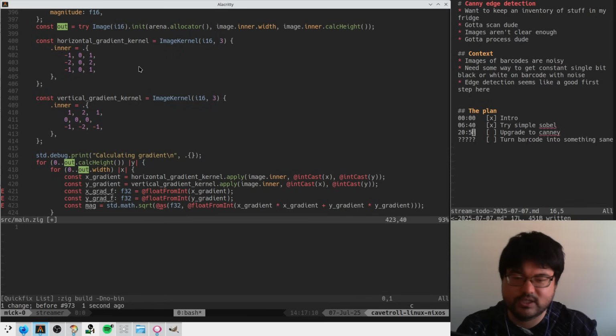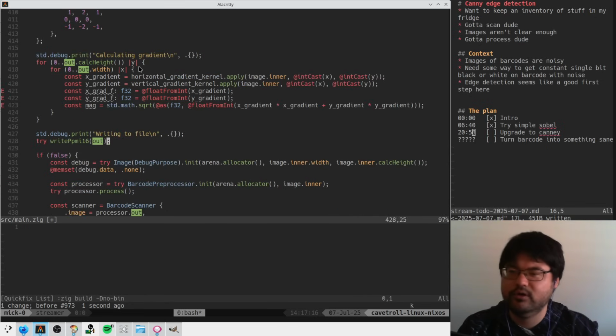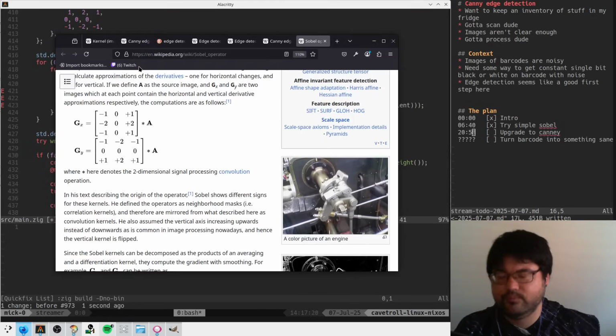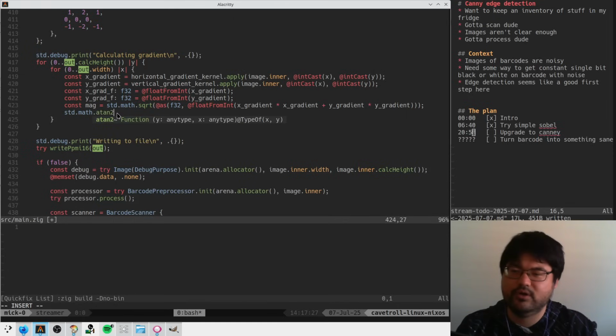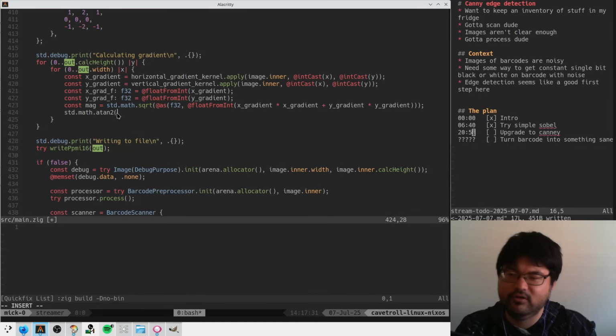Now this becomes much easier because... no, this is the same problem. I guess we do stud math atan2 of... I assume this is yx. Yeah, y grad f and x grad f. Okay, so this should be the angle.